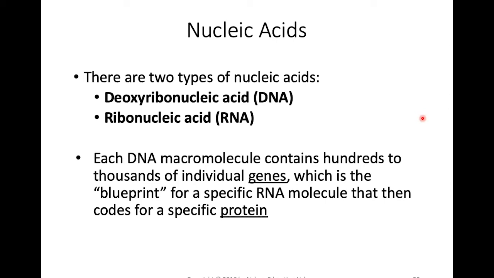Okay, so moving on from proteins, we're now going to focus on nucleic acids. We have two types of nucleic acids, DNA, which is deoxyribonucleic acid, and RNA, which is ribonucleic acid. Each DNA macromolecule contains hundreds to thousands of individual genes, and genes are specific regions which act as the blueprint for a specific RNA molecule called messenger RNA that's going to code to make a specific protein. Okay, we're going to fill in all the blanks after Christmas in the winter term when we spend the first 3 weeks looking at DNA. We're going to be looking at replication, transcription, and translation.